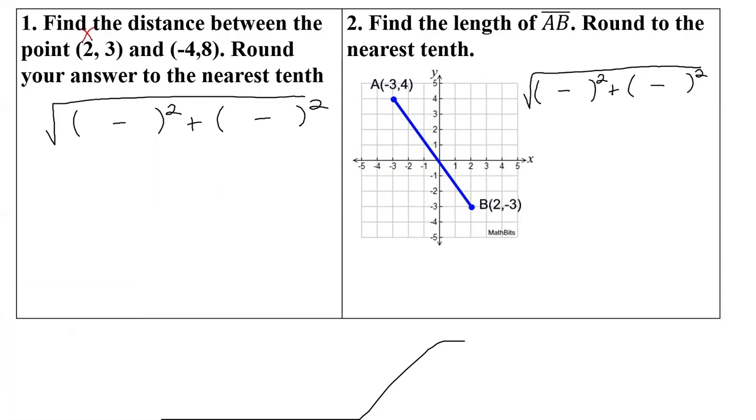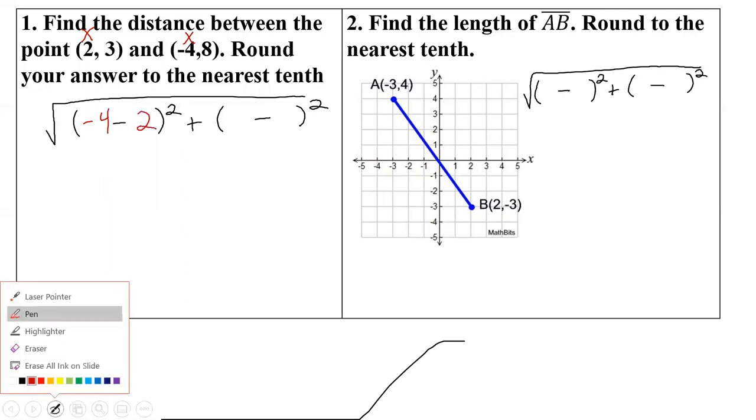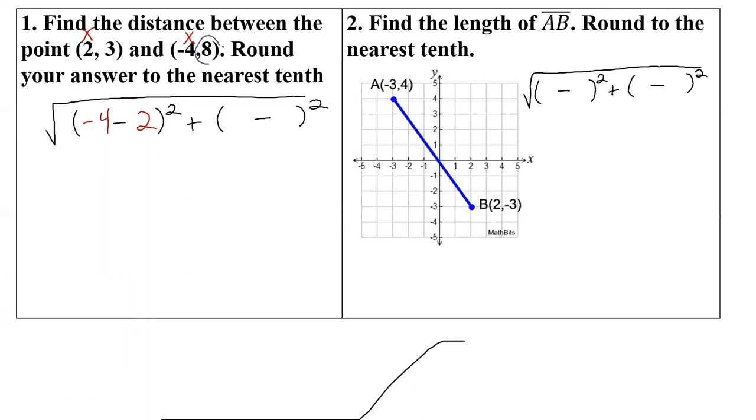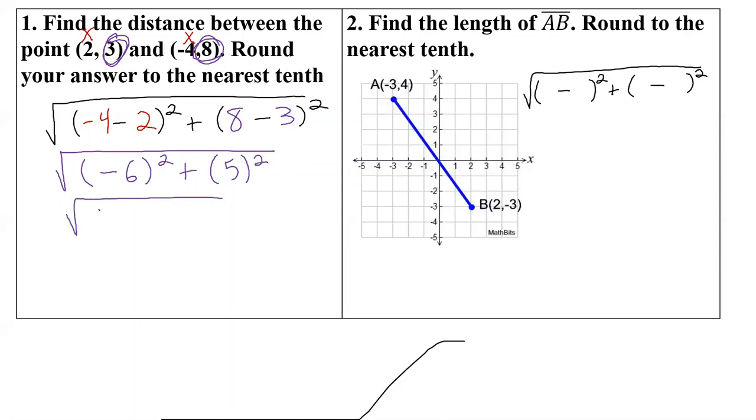We have these are our x's, right? So I'm going to say -4 minus 2 quantity squared. Our y's are 8 and 3, so 8 minus 3, right? Draw your radical symbol. -4 minus 2 is -6 squared plus 5 squared. -6 times -6 is positive 36. 5 times 5 is positive 25. So we get the square root of 61.